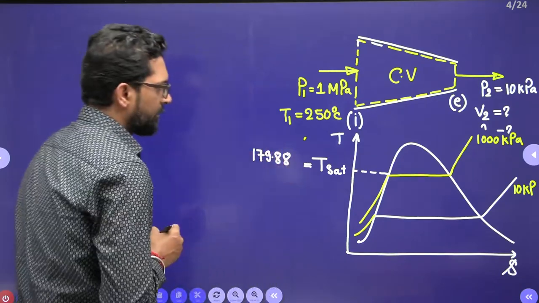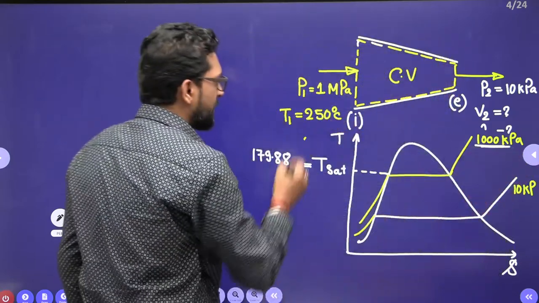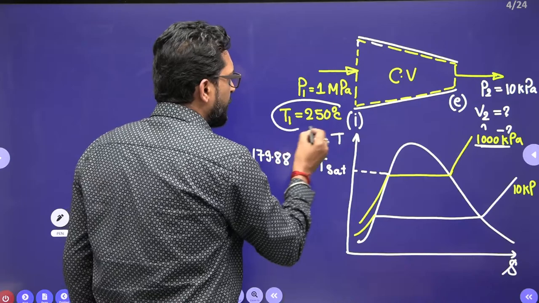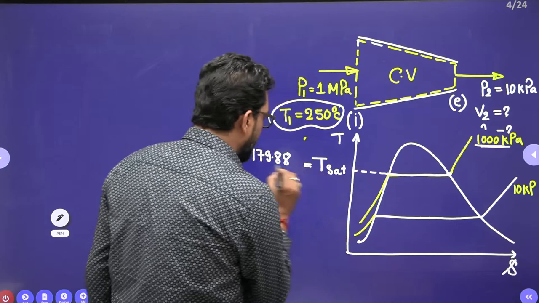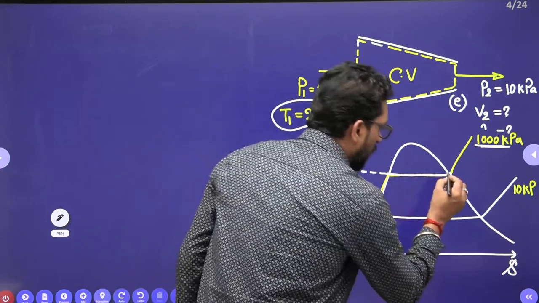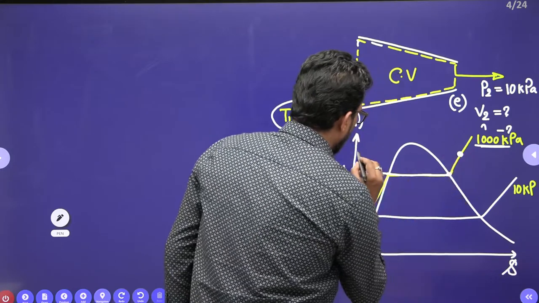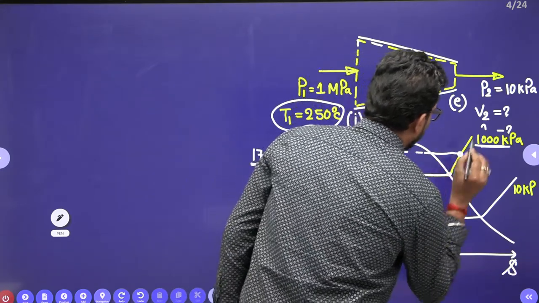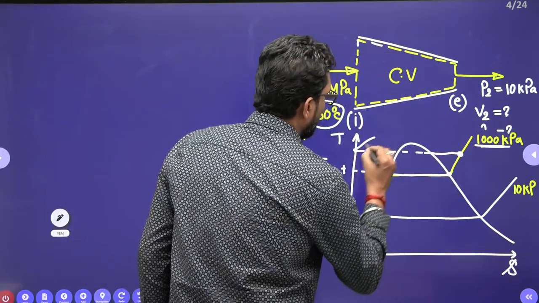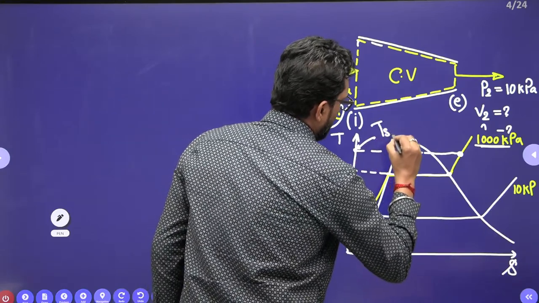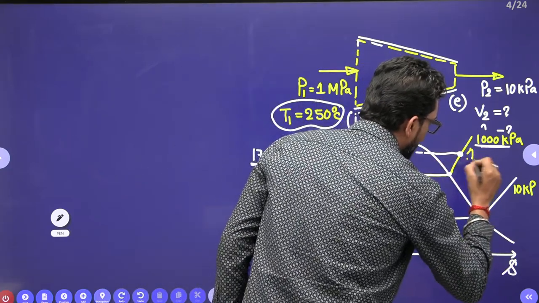179.88 degree centigrade. Right. And at this pressure, what is the inlet temperature? 250 degree centigrade. So up to this, the temperature is 179. So the inlet temperature is here. This is your superheated point, so this is your T of soup. This is point one, that means entry to the nozzle.